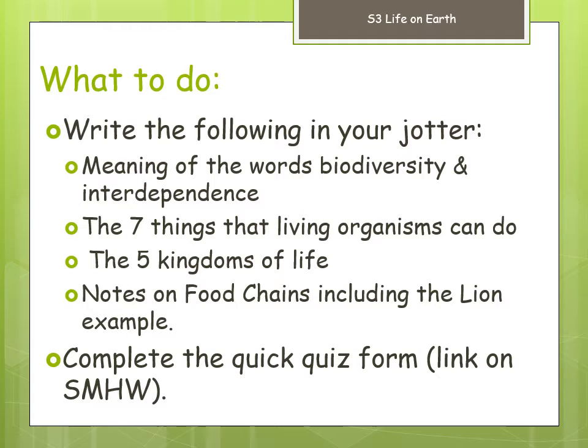And then after that, once you've completed your notes, there's a quick quiz, which is on Microsoft Form. The link I have also put on Show My Homework. So you should have that already. It's very quick. It's a multiple choice one. There's 9 points in it. So you should be able to do that within a couple of minutes flat. But I'll remind you about that later on.